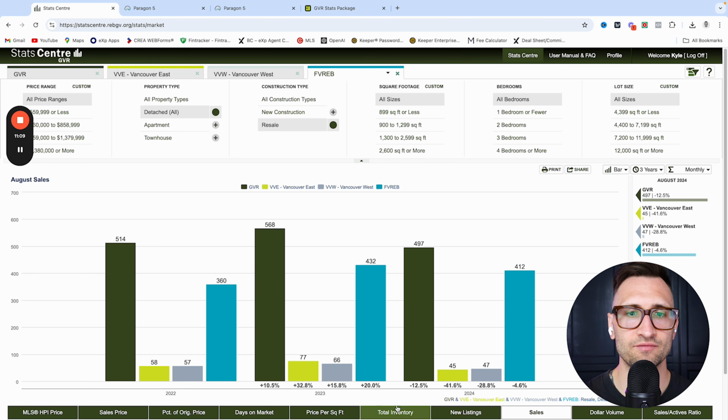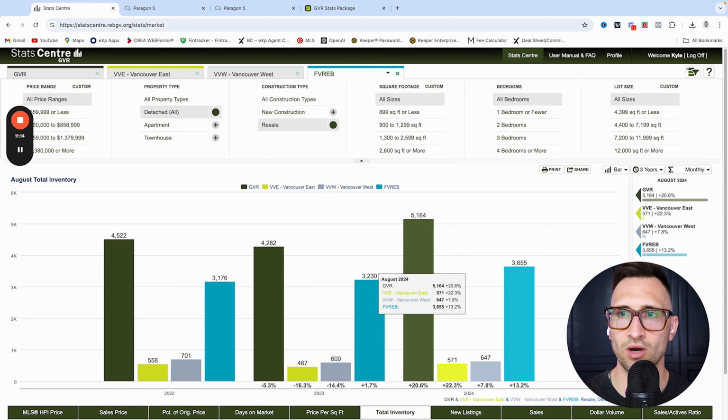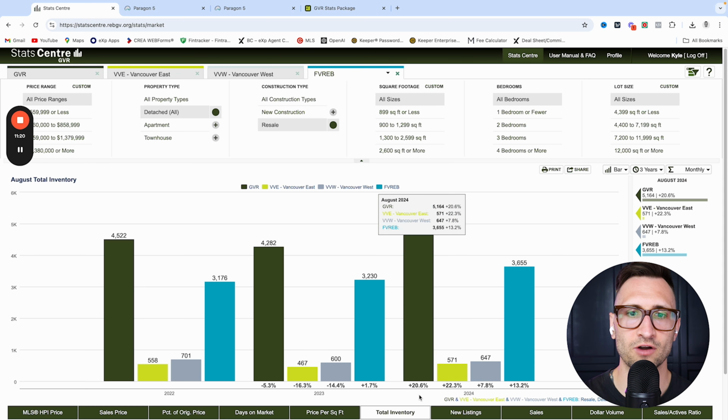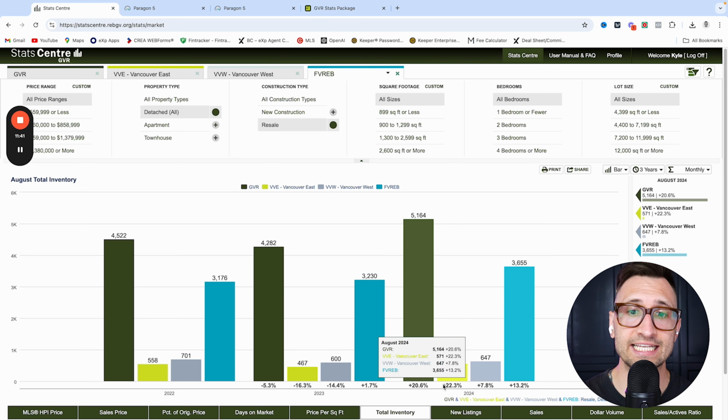When we dive into total inventory, we can see that there's been a continued raise year over year as well, and there's some pretty big significant numbers other than Vancouver West. You can see that Greater Vancouver as a whole, 20.6% year-to-year increase in inventory. On Vancouver's East Side, a 22.3% increase year over year with 571 units. Vancouver's West, just a 7.8% increase, 647 detached units. And then with the Fraser Valley, 13.2% increase year over year with 3,655 units of total inventory with this recent monthly data.